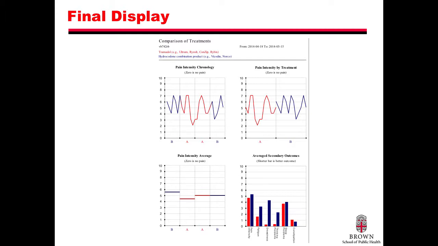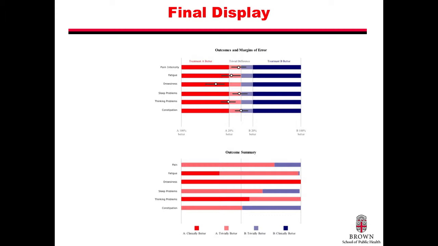Another way we're looking at things. The top graph is more of your usual point estimate and confidence bar. The 6 rows here are the 6 outcomes: pain intensity, fatigue, drowsiness, sleep, and so forth. The red is the area where treatment A is better. The blue is the area where treatment B is better. Dark color means you're clinically significantly better. Light color means you're in the clinically insignificant region. The circle is on the posterior median, and then you have a 95% posterior interval there.